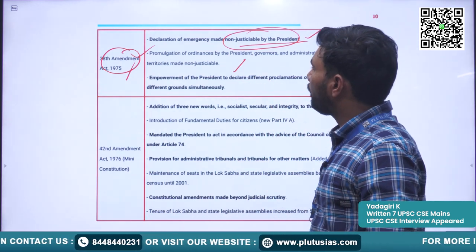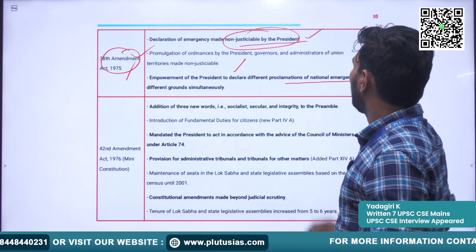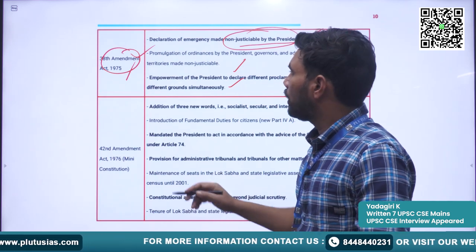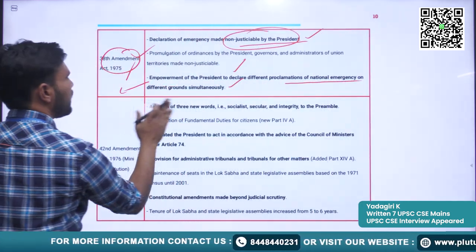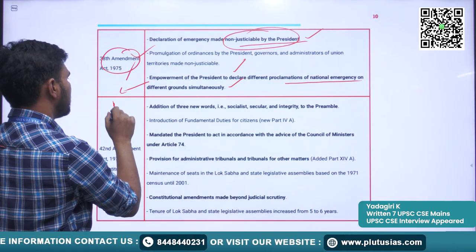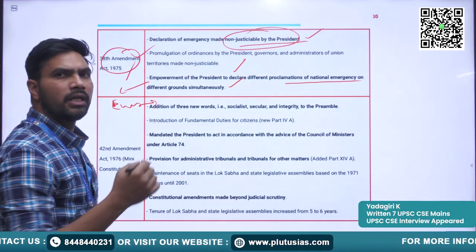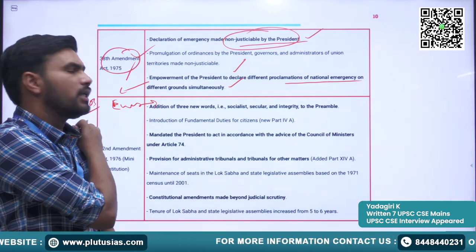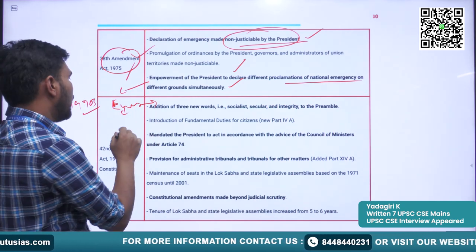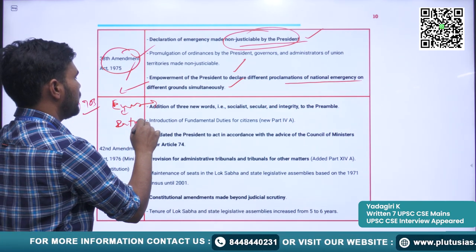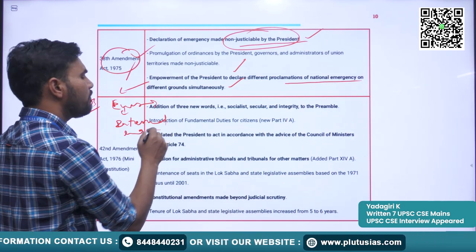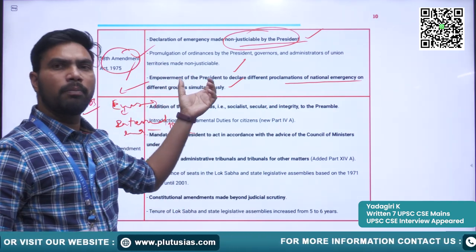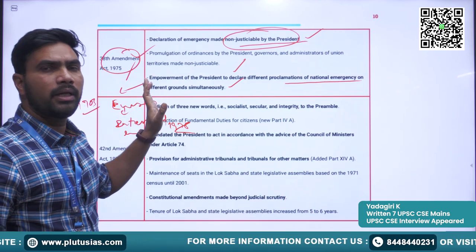Similarly, it empowered the president to declare different proclamations of national emergency on different grounds simultaneously. So this has been done once. Basically there was a national emergency when war with Pakistan and China was going on, around 1975 and 1977. At the same time, internal emergency was also imposed in 1975. So it was made possible through the 38th Constitutional Amendment Act.